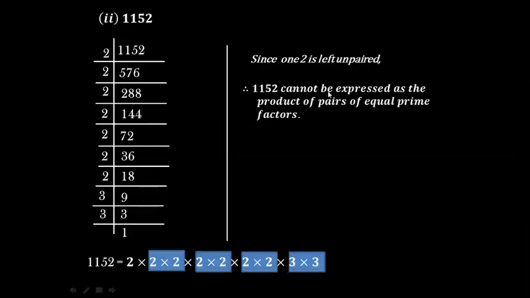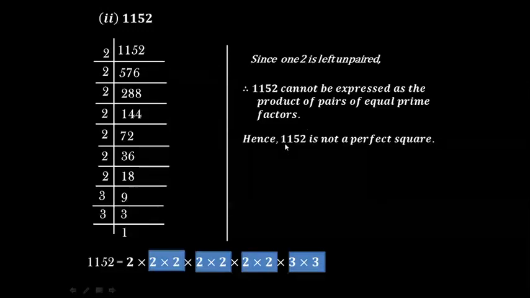1152 cannot be expressed as the product of pairs of equal prime factors. Hence 1152 is not a perfect square. Then how can I make this 1152 a perfect square? Either by multiplying it by 2 or dividing it by 2.